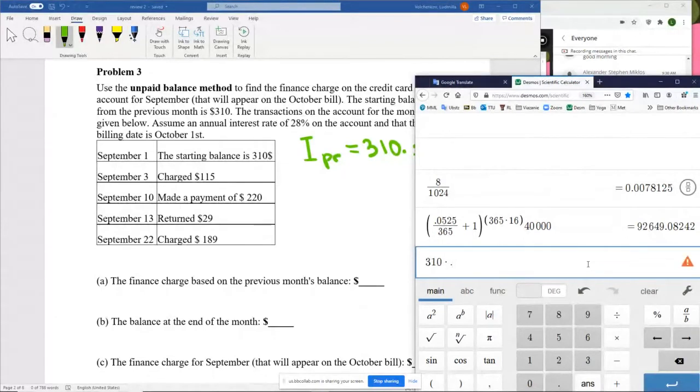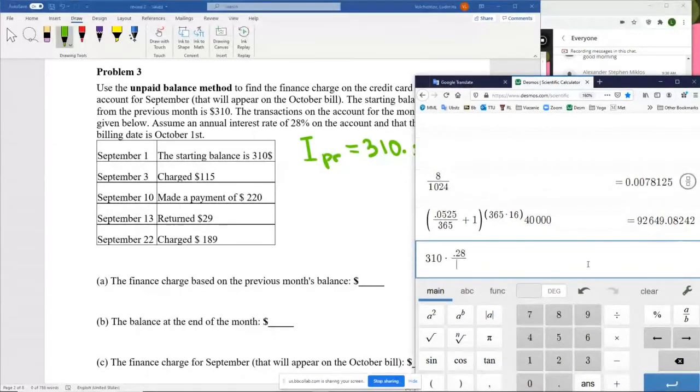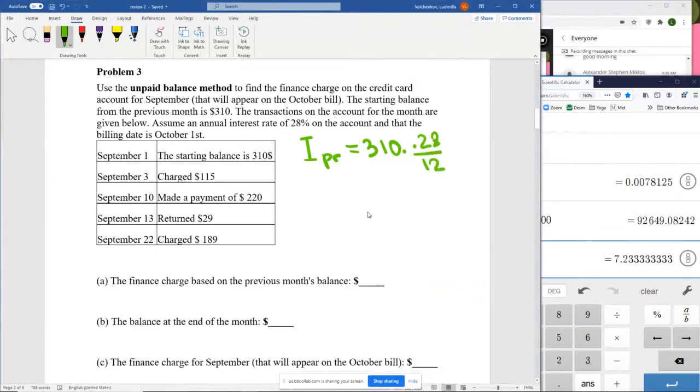310 times 0.28 divided by 12. And we round to the nearest cent. It's approximately 7.23. And we write this in the first blank. This is the finance charge based on the previous month balance, 7.23.